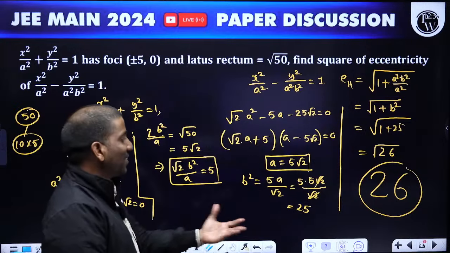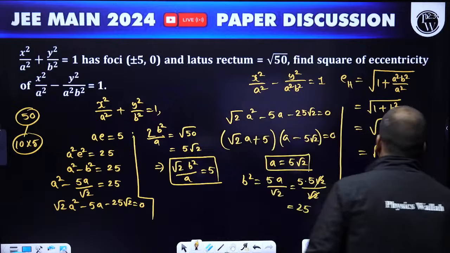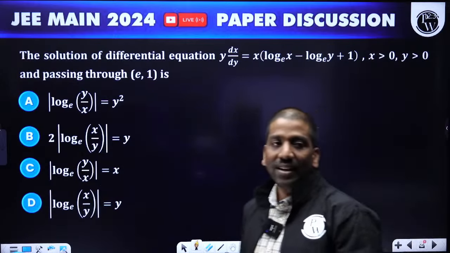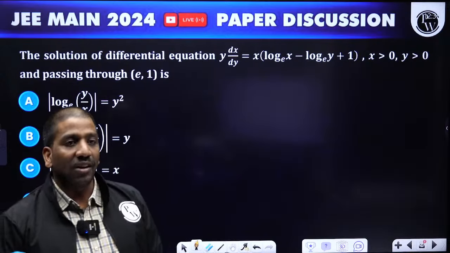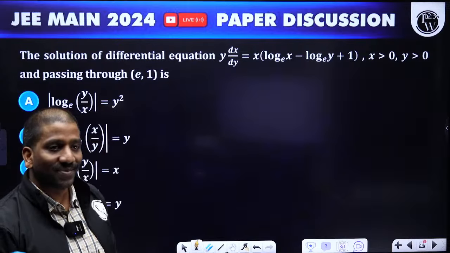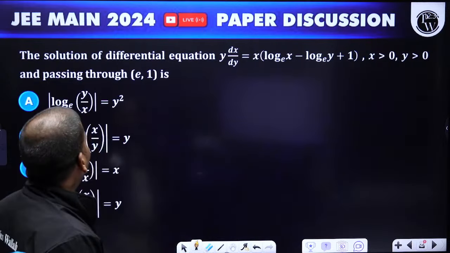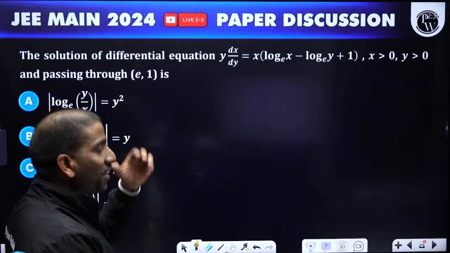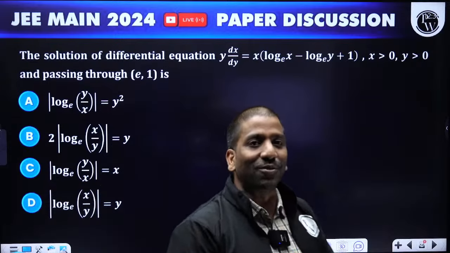Right, we need to challenge ourselves every day in this practice. See, first time when we learn, always we have fear, right? Now we have reached another favorite chapter, differential equation.